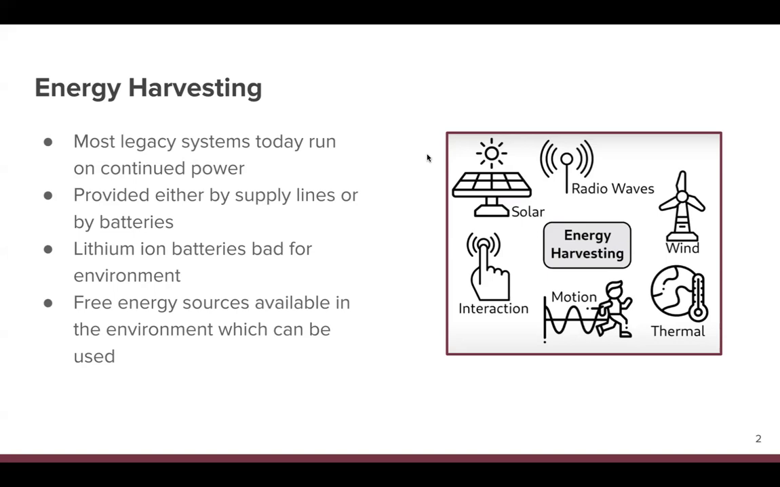Moreover, recently, cleaner energy sources have become available in the environment, which can be harvested to use for running our computational tasks. Some of these are listed beside the image, for example, wind, solar, radio waves, or even the motion energy of people can be used. The energy that is generated can be harvested to run small computing tasks.